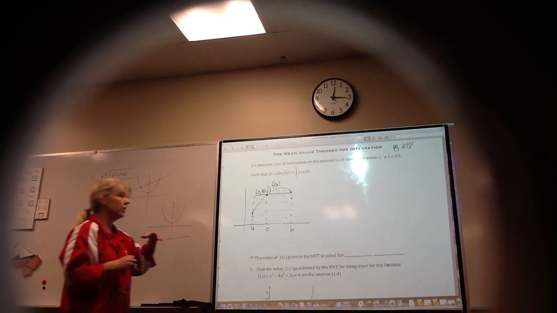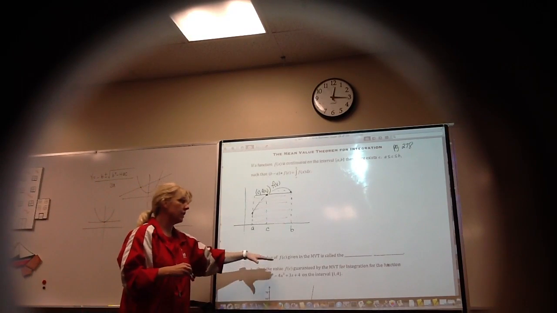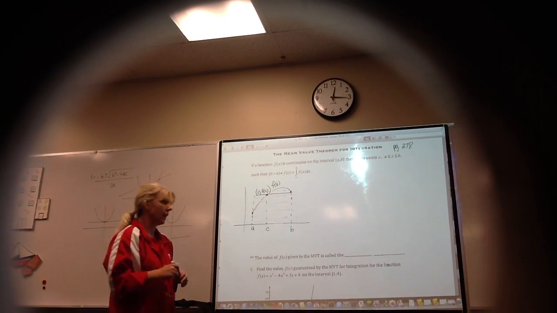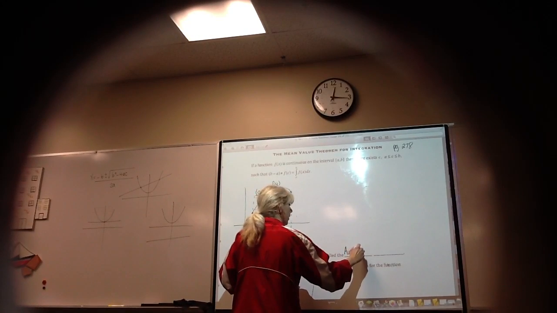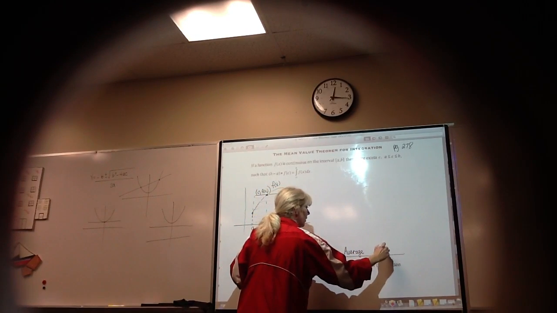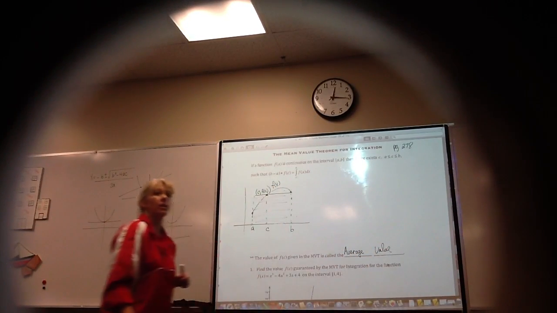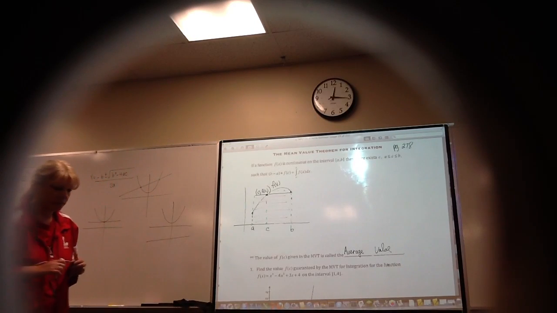Now, the value of f of c given in the mean value theorem is simply called the average value. The area highlighted is equal to this area. We're going to find the mean value, and we'll also find the average value.